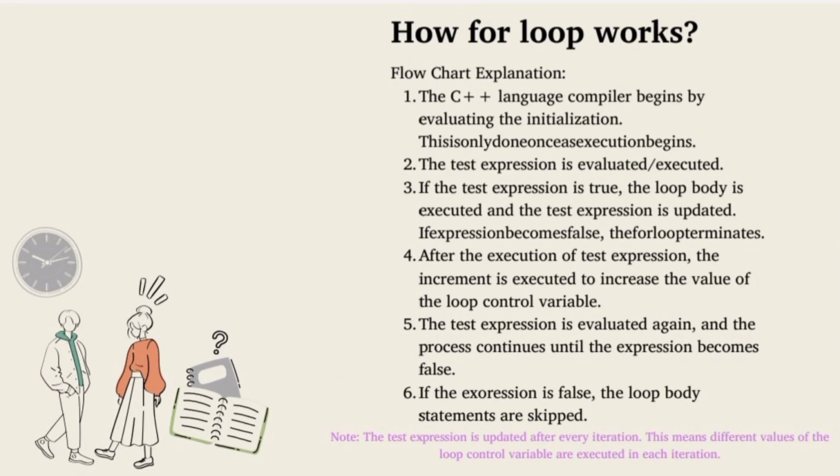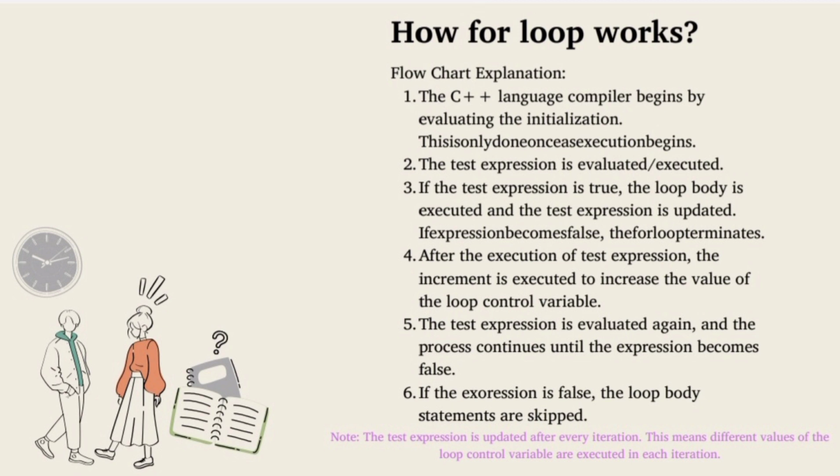How does a for loop work? The C++ compiler begins by evaluating the initialization. This is only done once as execution begins. Second, the test expression is evaluated. Third, if the test expression is true, the loop body is executed. If the expression becomes false, the for loop terminates.